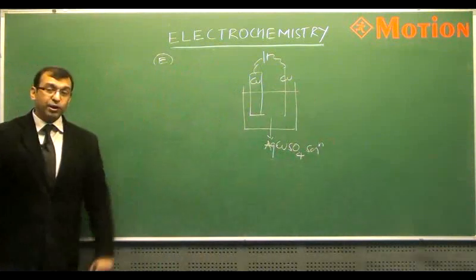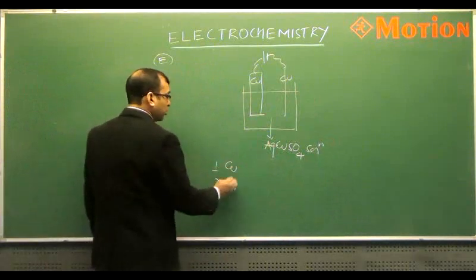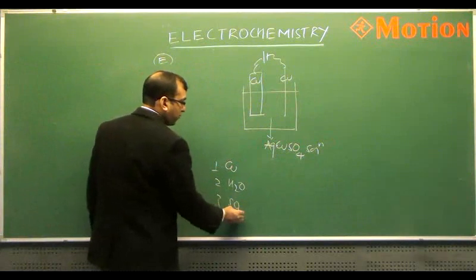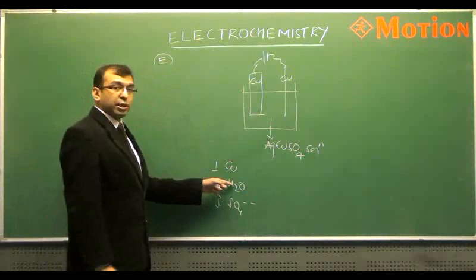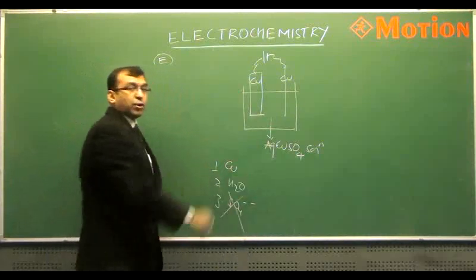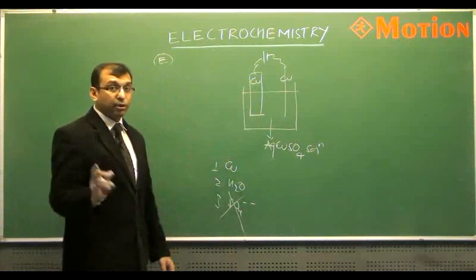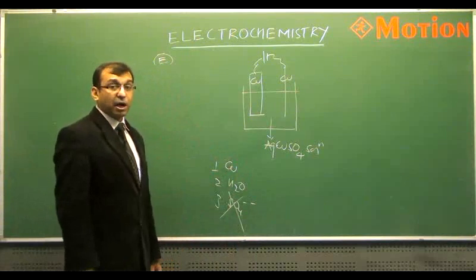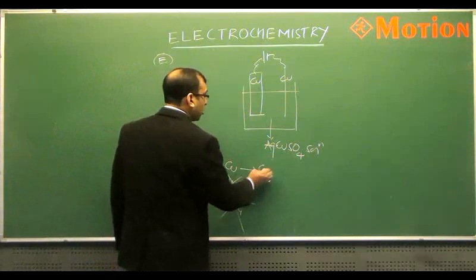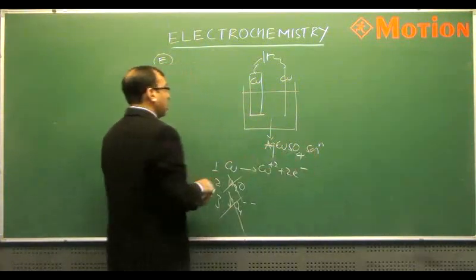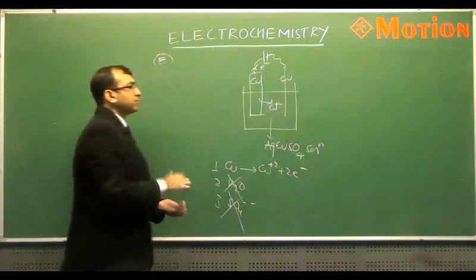Now what will happen at the anode? For oxidation, there are now three candidates. Number 1, copper. Number 2, water. Number 3, sulfate. As we know from the preferential discharge theory, water oxidizes ahead of sulfate. Sulfate is out of the race. Now copper and water both have negative potential, but copper has higher oxidation potential compared to water. So water loses here. Copper goes to Cu2+ plus 2 electrons. So at the anode electrons would be released and copper will be oxidized to Cu2+.